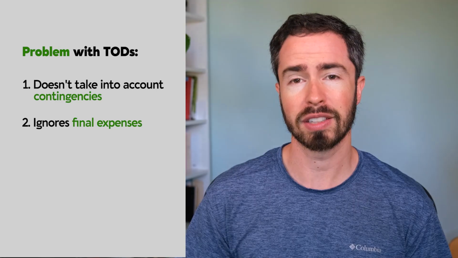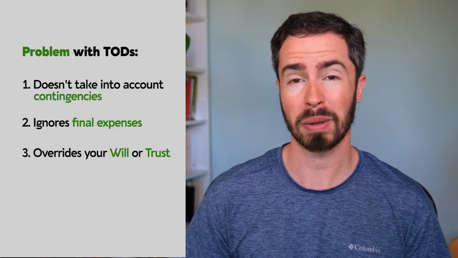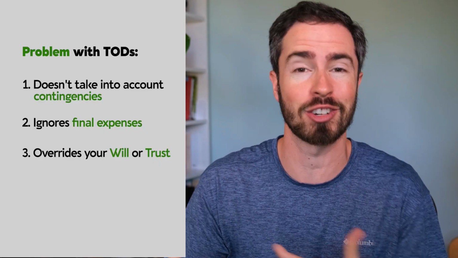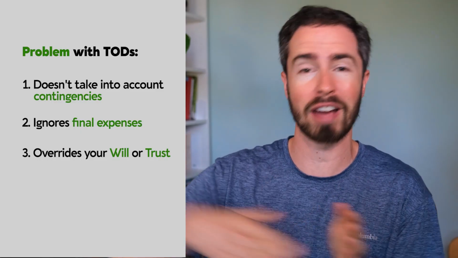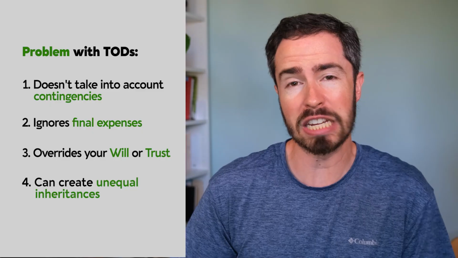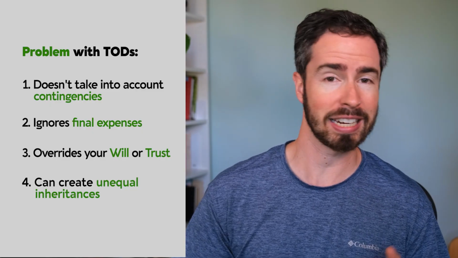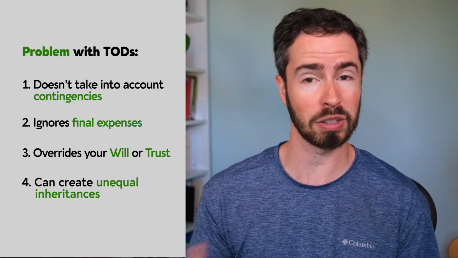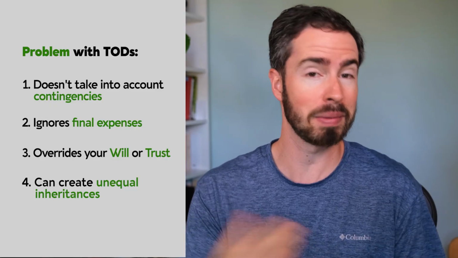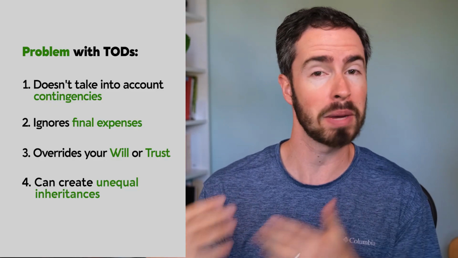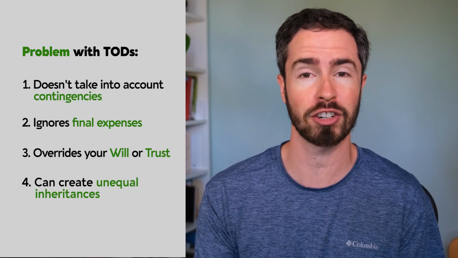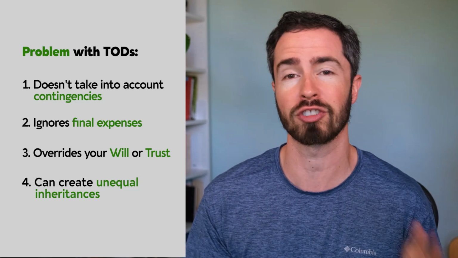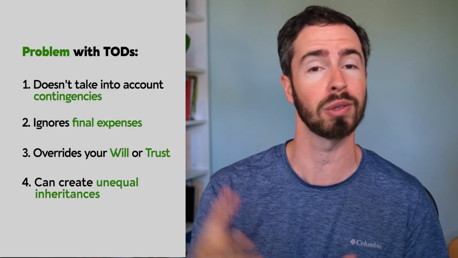That's a problem. The other thing to keep in mind is they override your will or trust. Sometimes people go through really carefully thought out plans, spend good money on an attorney to draft a will or a trust, but then ignore everything in it. That's a huge problem. The other main issue I see is they can create unequal inheritances. Sometimes people just add a son or daughter or grandchild to an account, and maybe that bank account was very small at a certain point, but then money gets deposited later on where it becomes a much bigger part of their estate. If you named a beneficiary on that, now everything is blown out of proportion relative to the careful planning you did in your will or your trust.